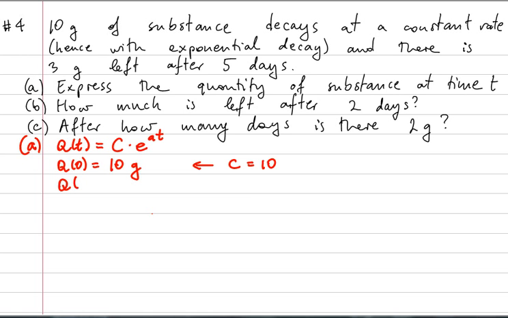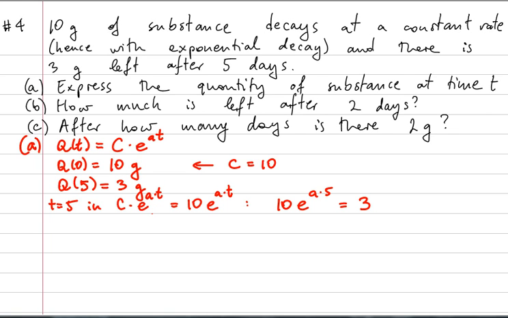And we have the second data point, as in every exponential problem, which says that a quantity after 5 days, so t equals 5, quantity after 5 days is 3 grams. So we need to plug in t equals 5 in C times e to the a times t, which means 10e to the a times t. So we'll plug t equals 5, and we get that 10 e to the a times 5 equals 3 grams, so equals 3.